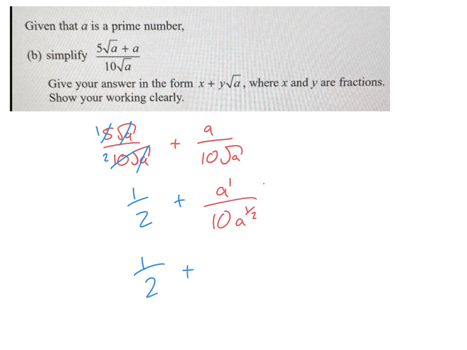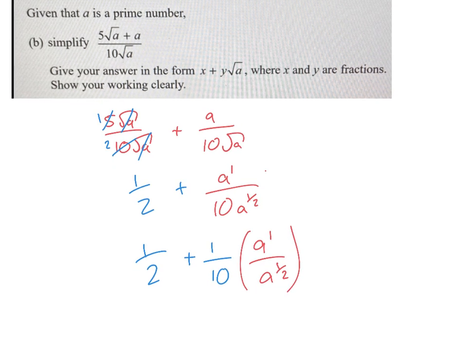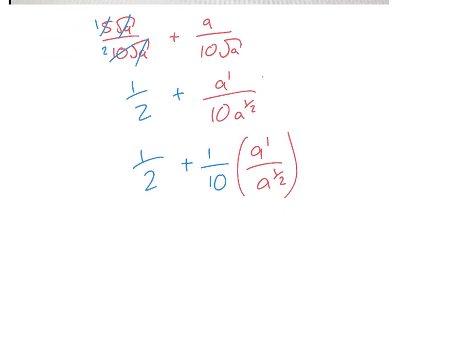So that first value x that you can see in the form that you're given, x is going to be a half, but finding out what y is a bit more difficult. Because you lose the square root of a at some point here, so we get a to the power 1 over a to the power 1 half. And then you can use the subtraction rule for indices.